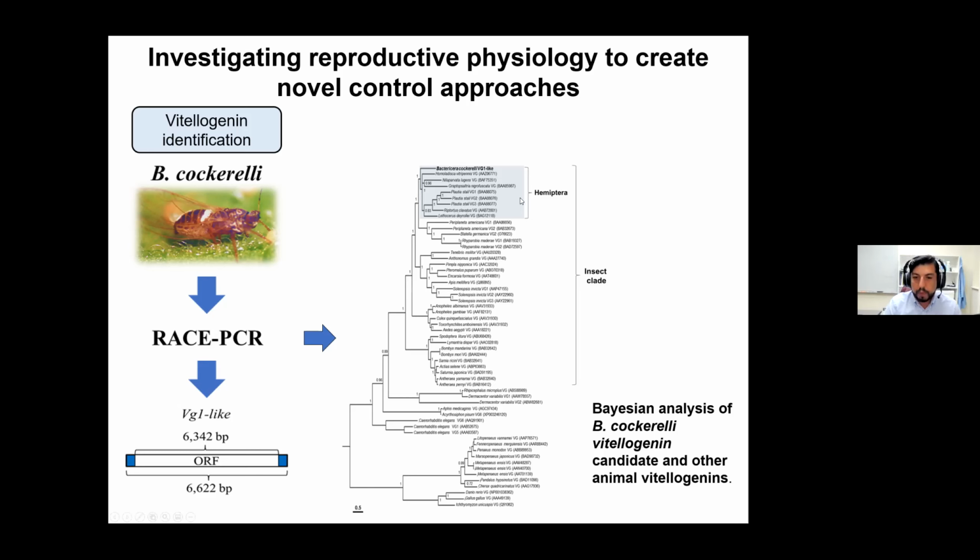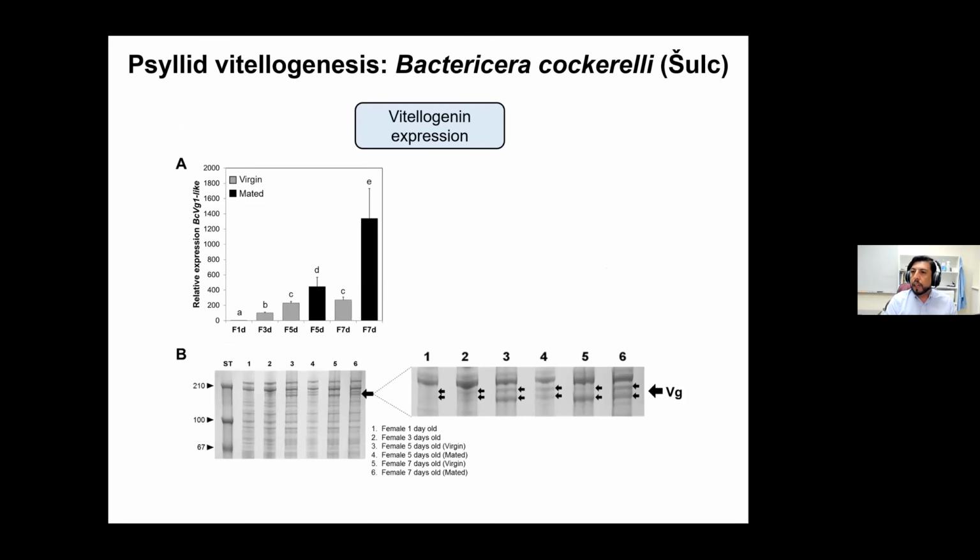After that, we determined the expression. Previously I checked if vitellogenin was expressed in males, and it was not; it was female specific. But I wanted to know how this gene is regulated in females. So we used females of different ages, 1 day, 3 days, 5 days, and 7 days, and also in different stages, virgin and mated. We determined that the vitellogenin gene is upregulated by age, and the upregulation is larger when the female is mated.